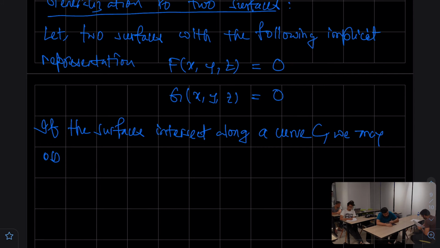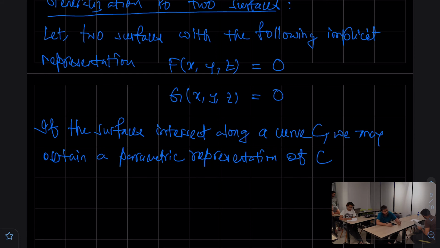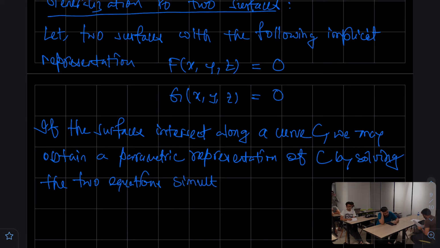we may obtain a parametric representation of C by solving the two equations simultaneously for two variables in terms of z, or in terms of the third. I haven't defined what the two variables are, so there's nothing inherently special about z.